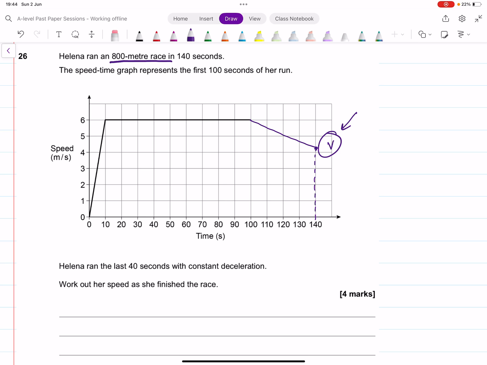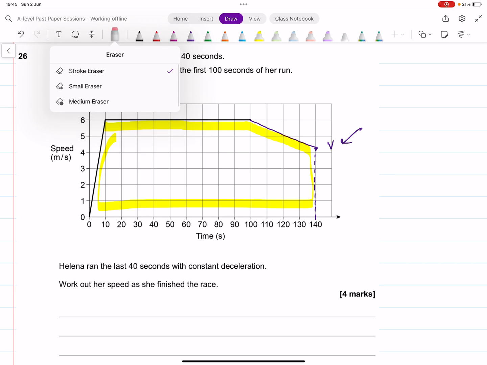What we know is that the distance traveled is 800 meters. Now, in a speed time graph, the area under the graph represents distance traveled. So if we can somehow find the total area under the graph, and equate that to 800, we can find the value of V from that. Okay, now how can we do that?